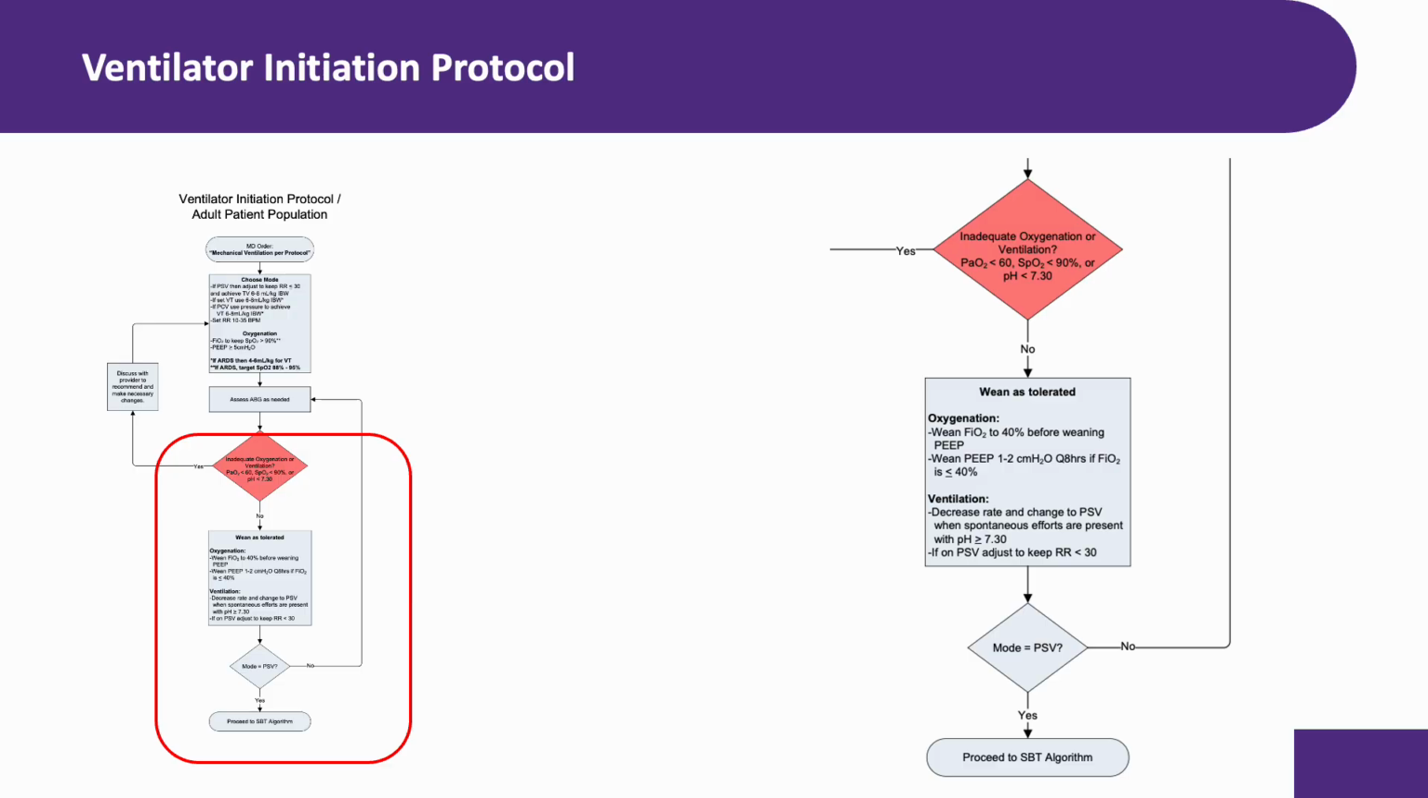Next, look at the rate weaning pathway of the flowchart. If the patient is on a set rate mode and they are not breathing above the set rate, meaning they are not triggering any additional breaths beyond what the ventilator is delivering, you need to start decreasing the set rate. Decrease it gradually until you see spontaneous efforts emerging above the set rate.